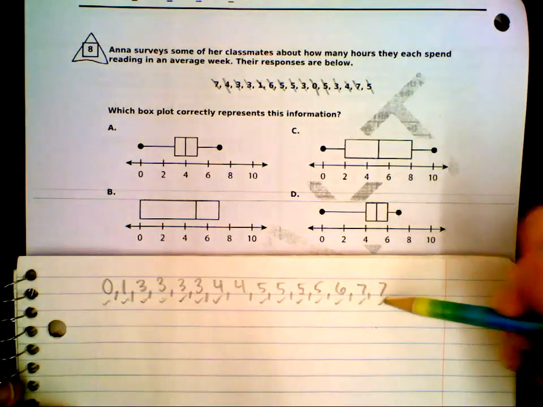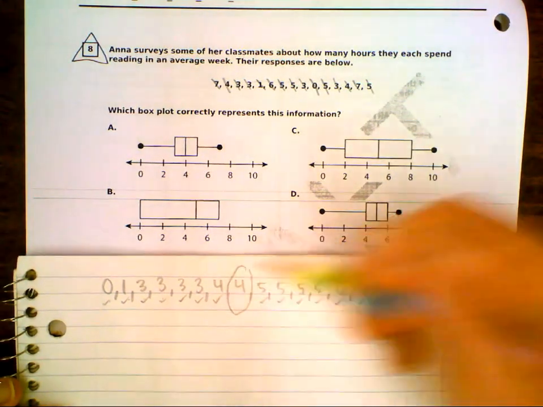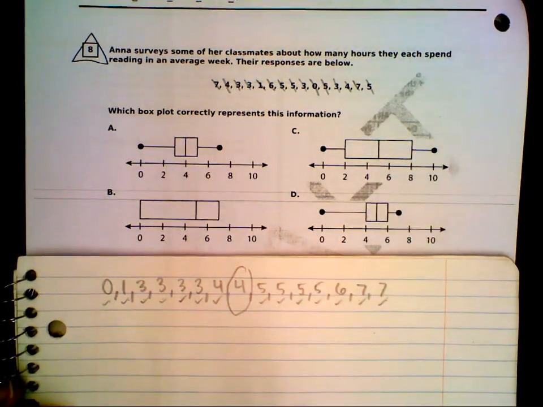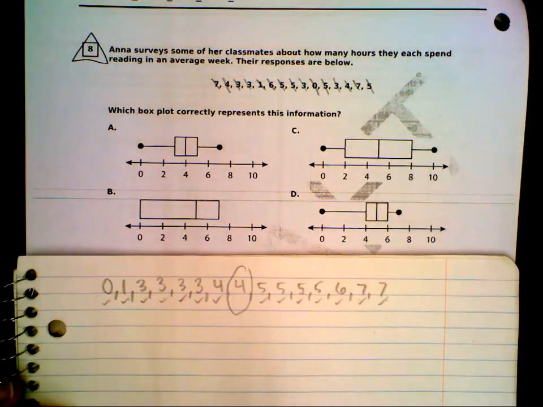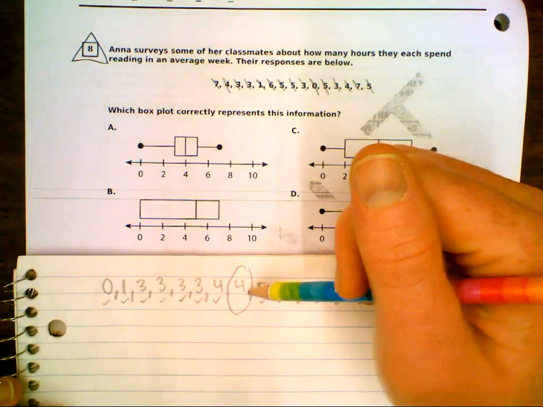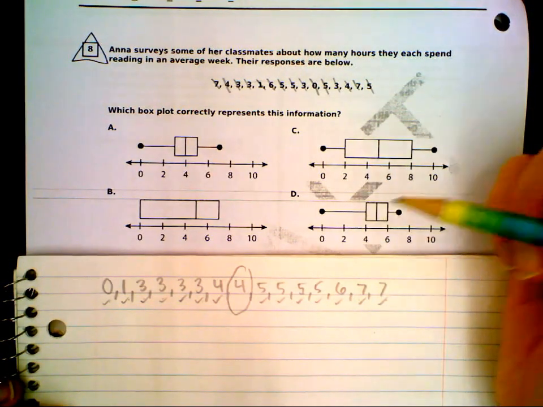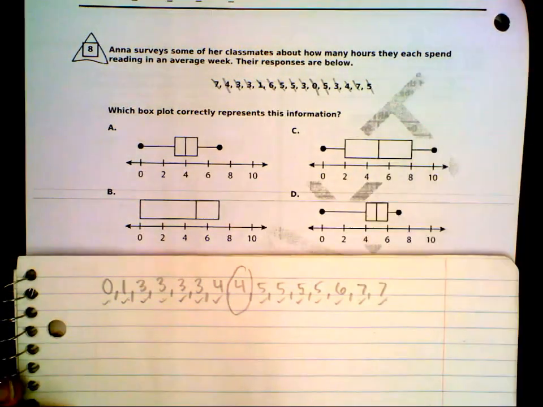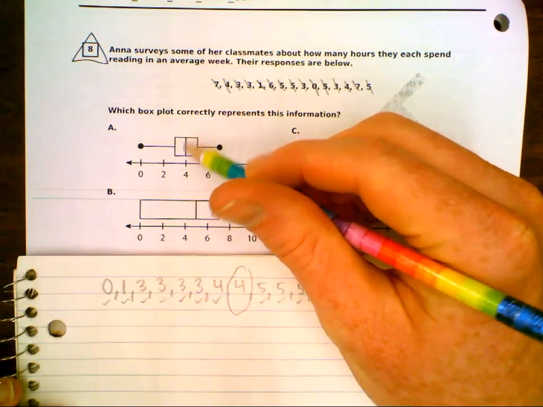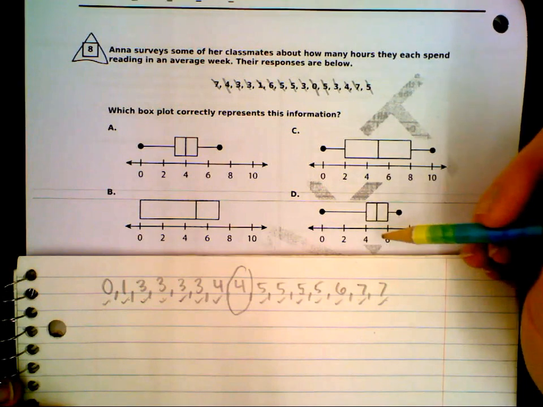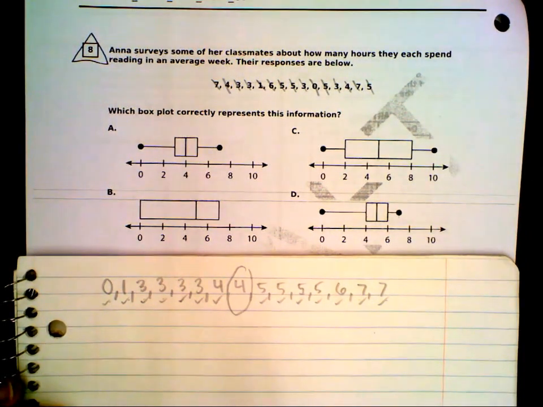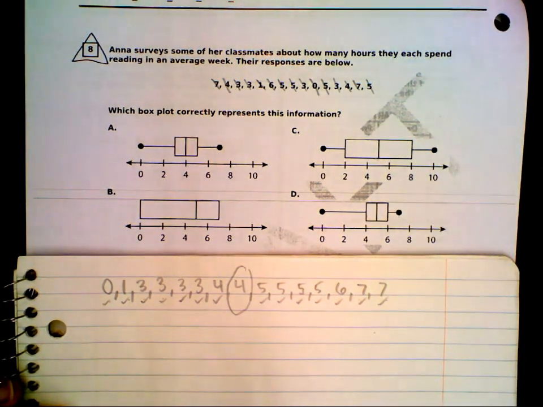Okay, so the number that is left is my median. That's the one right in the middle. Median is like middle, it has a D in the center. So I know 4 is going to be my median value. So right off the bat, I can cross off a few of these because this center line represents my median, and not all of them are lined up with a 4. In fact, it looks like most of mine don't have a median marked at 4.